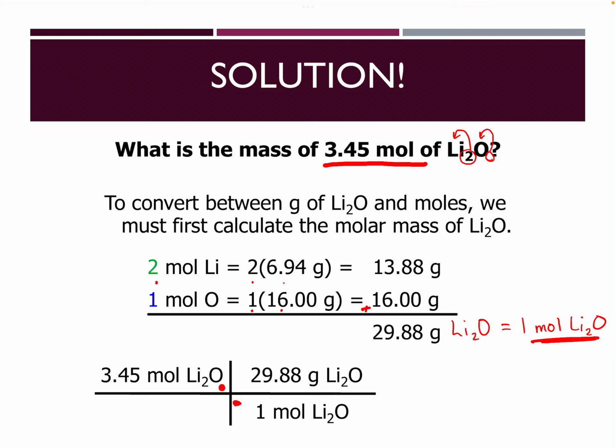Now let's figure out if we finished solving our problem, right? We're looking for mass, and remember, we measure mass in grams, and we found grams of lithium oxide. So that means we're done with this problem. We can multiply the top, divide the bottom, and get our answer.